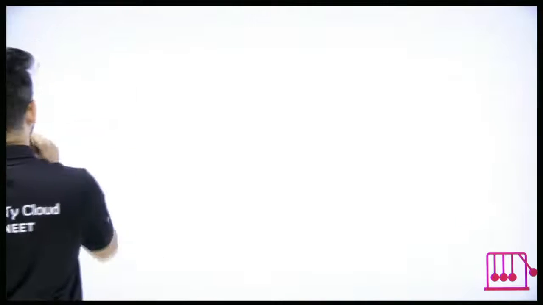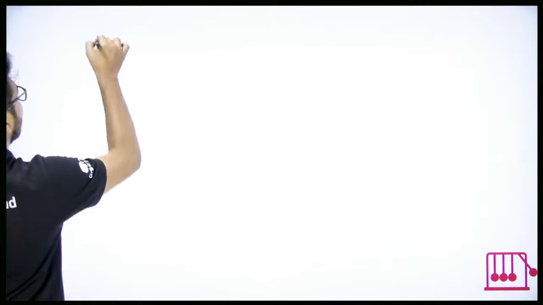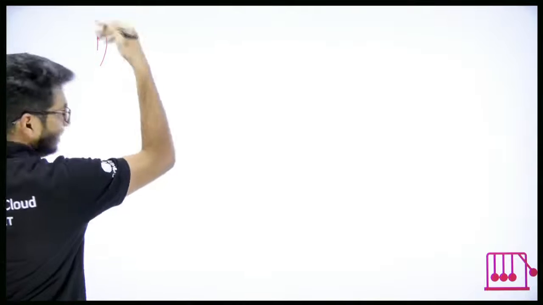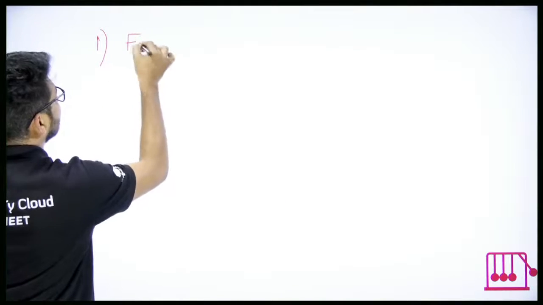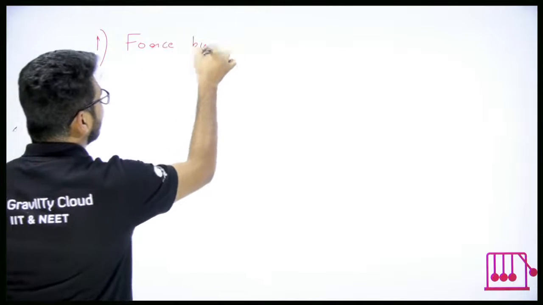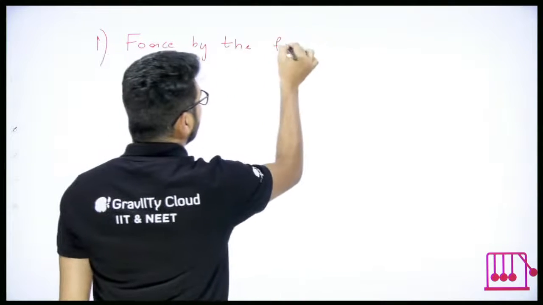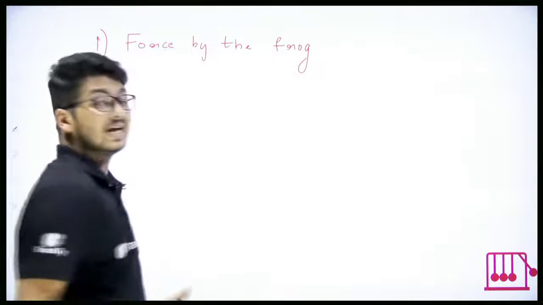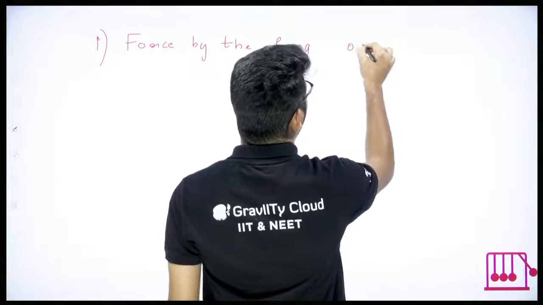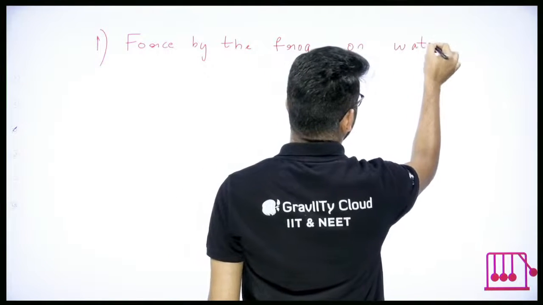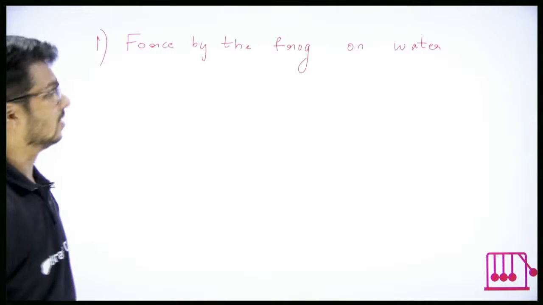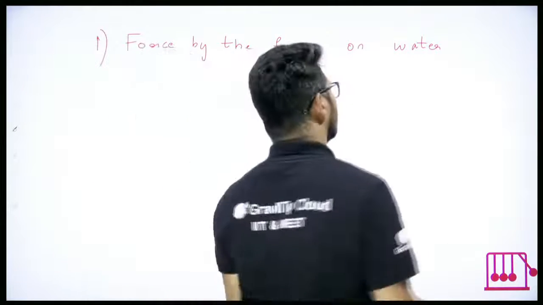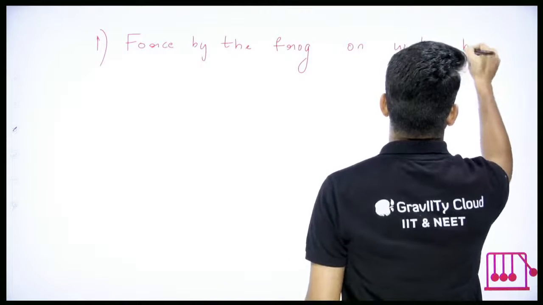So the first force that is acting here is, if I write it down, the frog is pushing the water back. So we can say force by the frog. It's important who is applying the force and on whom it is applying the force. So force by the frog on water, or you can write force on water by the frog. Anything is fine. So force by the frog on water, and the direction is backwards.